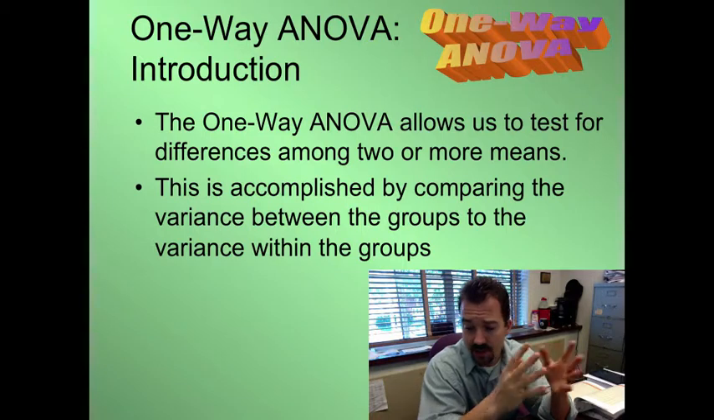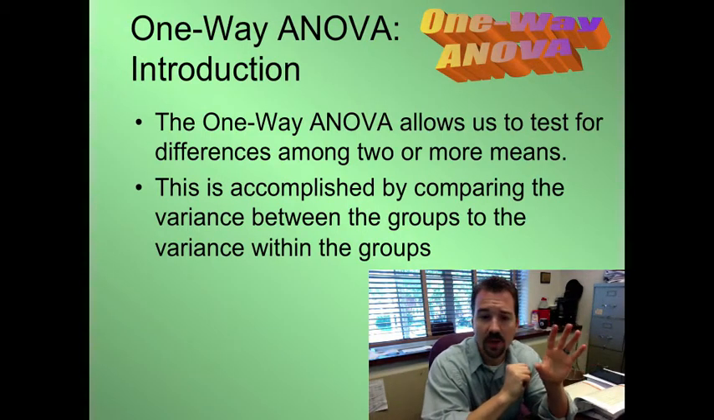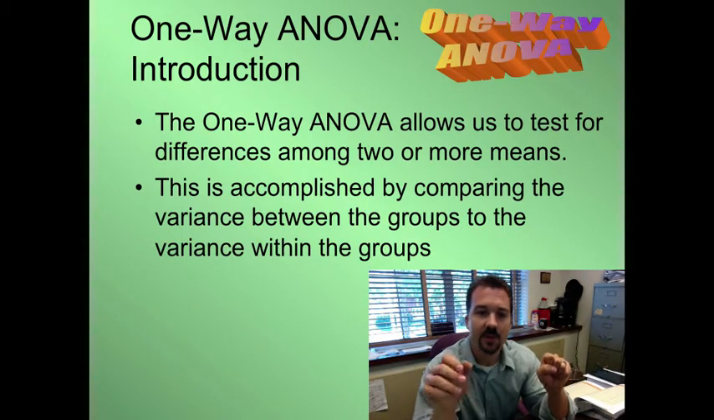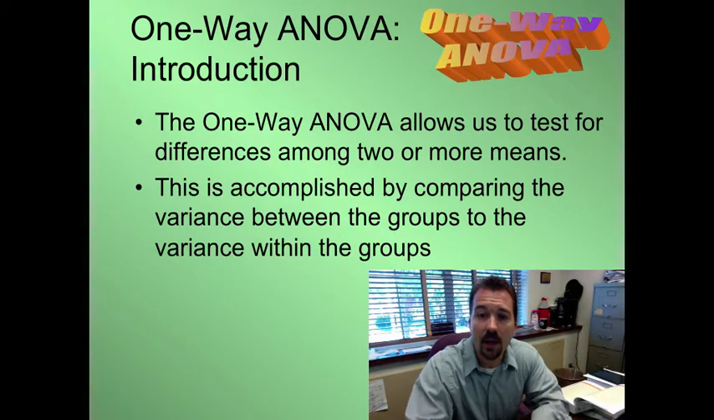So if your manipulation is different treatment levels, okay, so you have a control group that maybe gets no treatment at all, maybe they just get a placebo. Another group gets 50 milligrams. Another group gets 100 milligrams. Then that's three groups. You need an ANOVA for that. Okay, it's a one-way ANOVA.